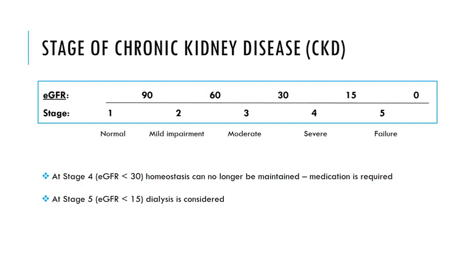When we look at staging chronic kidney disease, we will look at the eGFR, and based on the value that you get, we will allocate the patient to a specific stage. As soon as you get stage 4, homeostasis can no longer be maintained, and these are the patients that will require medication. Patients that require dialysis, or where you will at least consider dialysis, are your patients with end-stage kidney disease, so those with stage 5.